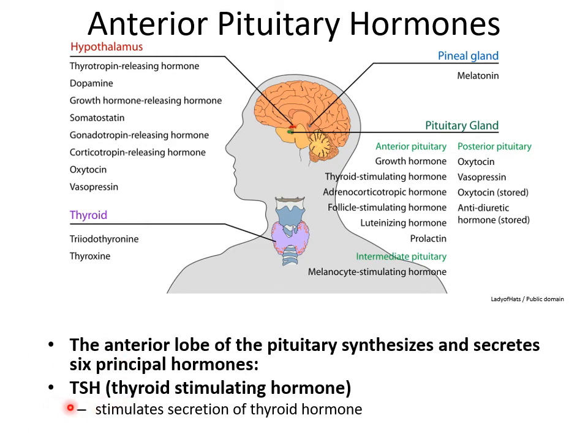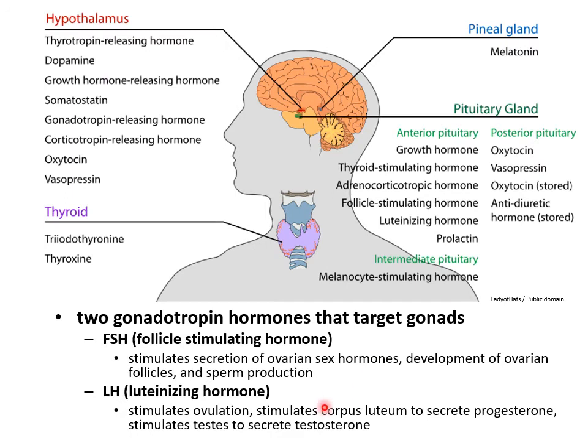So the first of the anterior hormones I would like you to know is thyroid stimulating hormone, which obviously stimulates the thyroid gland to produce thyroid hormone. There's also follicle stimulating hormone and luteinizing hormone, which are gonadotropins. They are sex hormones that stimulate the secretion of other sex hormones in addition to the production of gametes.